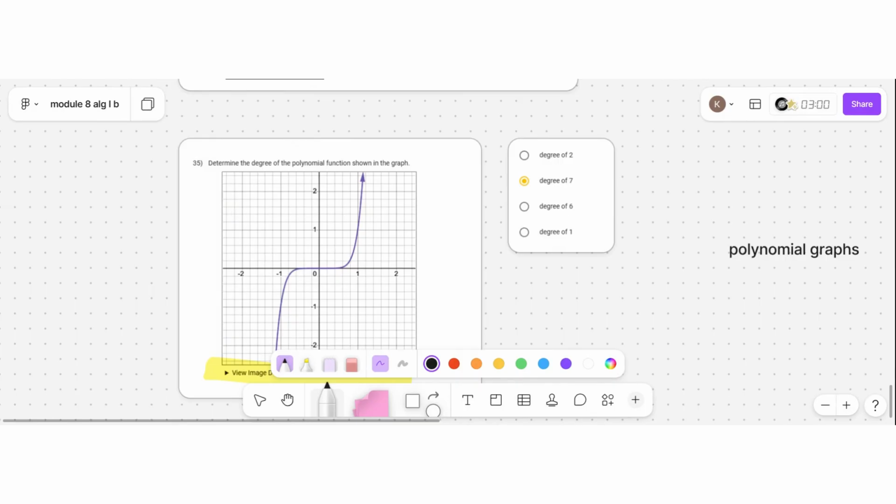Again, you're about to do some problems like this yourself. Don't forget to type in your name, screenshot, and upload it. If you have any questions, email me.